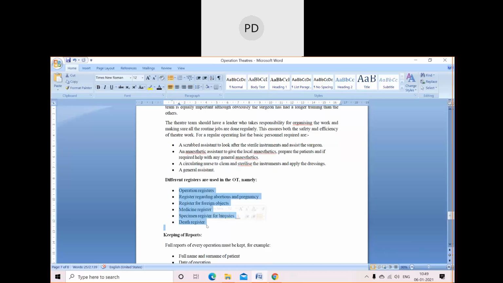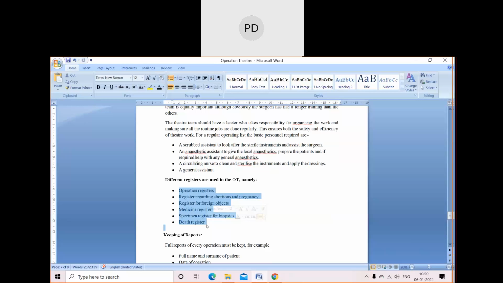One is the operation register, where you write the name of the patient, the identifiers of the patient, the surgery diagnosis, the name of the surgery, and all the details needed for surgery. Those details you keep in the operation theater register, along with the dates.